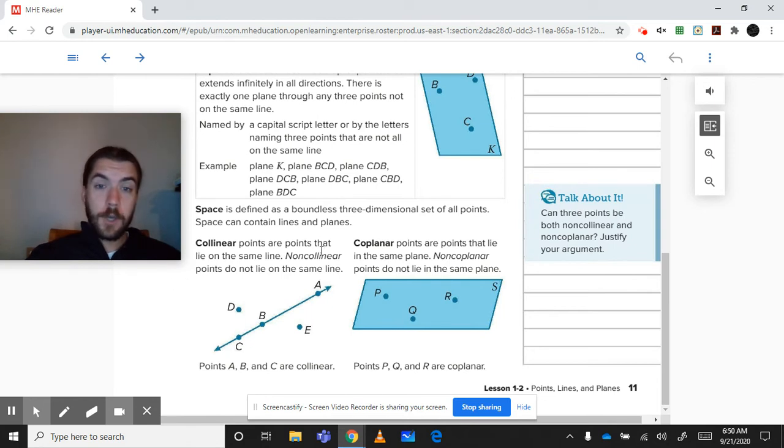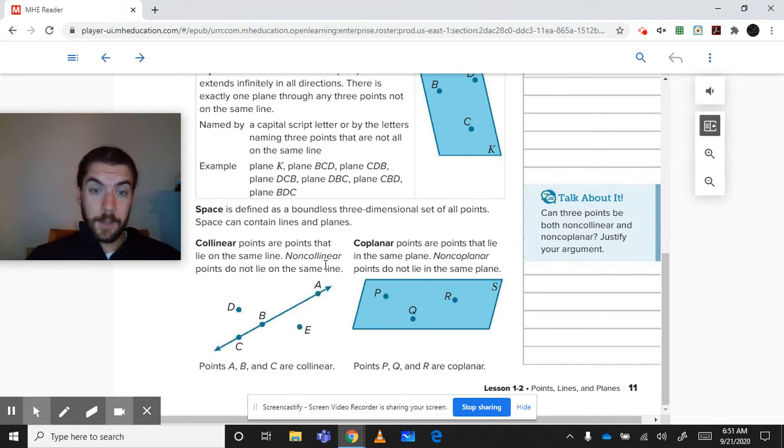Okay, so now we have collinear and coplanar. Co, like cooperate, means together. You've probably heard a lot of words that start with co, so we're talking about things that are together. So collinear points are points that lie on the same line. Non-collinear points do not lie on the same line. Okay, so they're together on the same line. A and B and C are all collinear to this line. A and E are not collinear to that line.